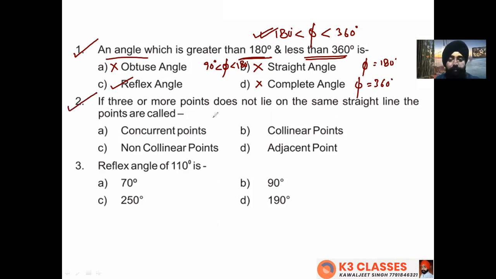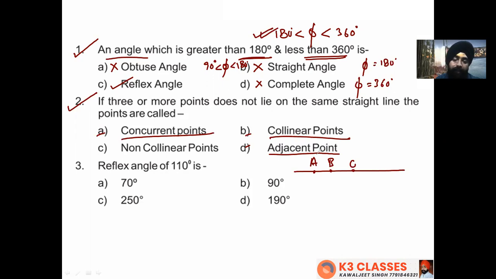If three or more points do not lie on the same straight line, the points are called... Now for this, we have to be clear about the topic. What are collinear points, concurrent points and adjacent points? This is the same thing. When the points lie on the same straight line, they can be called collinear points. But if they do not lie on the same straight line, they are called non-collinear points.